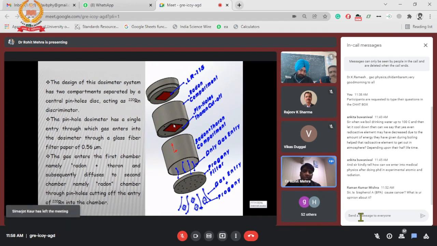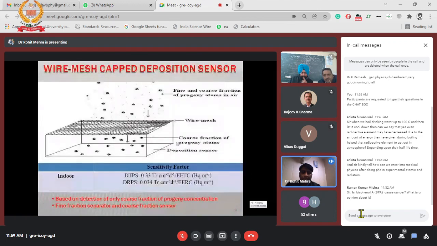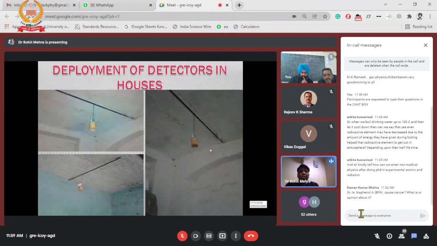Just for your knowledge, that is how we study it: we allow the air to enter the chamber. And how we hang it, I will show you. This is how these are being hung. We hang these detectors in the houses in such a fashion that they are away from the ceiling and away from the walls also, so that the direct effect of building material does not come in, only the air surrounding this detector. This is the mesh from where the air enters down to the chamber.